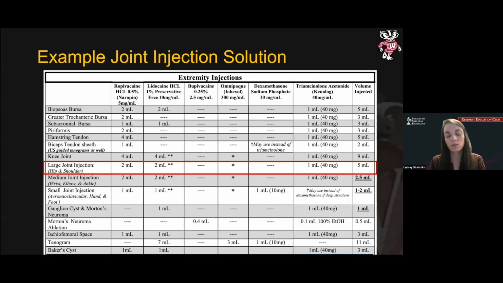Okay, and so this, I know it's a busy table, but I think it's a really useful table. We've compiled a list of some common and less common joint injection cocktails. So what I have highlighted here is what our typical shoulder joint injection cocktail is, and that's typically a particulate steroid, which is Kenalog, which is mixed with both 0.5% ropivacaine as well as 1% lidocaine.